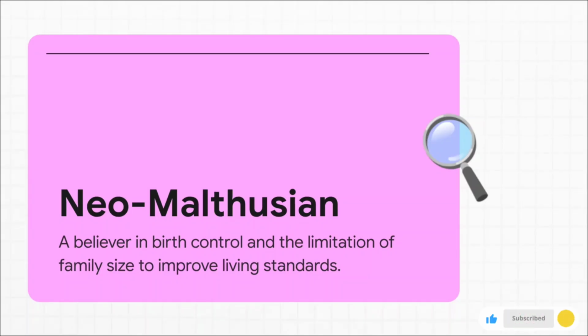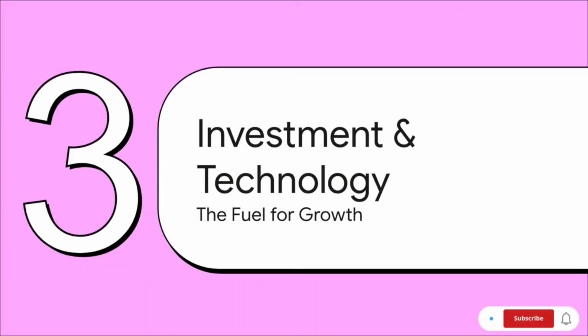And this modern, more optimistic take is what gets him the label neo-Malthusian. Write that term down, it's a key phrase for your exam. It just means he shared the concern of Malthus, but he believed in solutions like birth control and education to actually improve everyone's quality of life. Big difference.